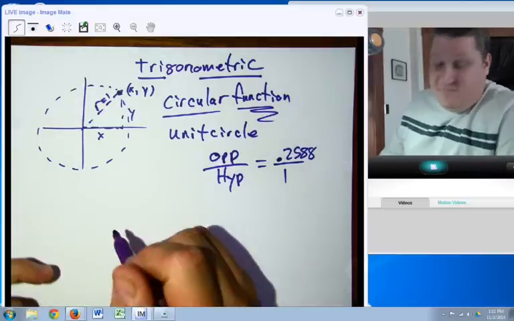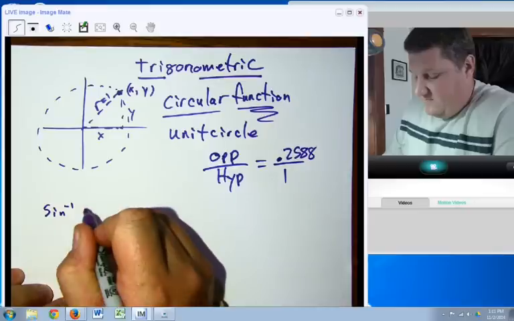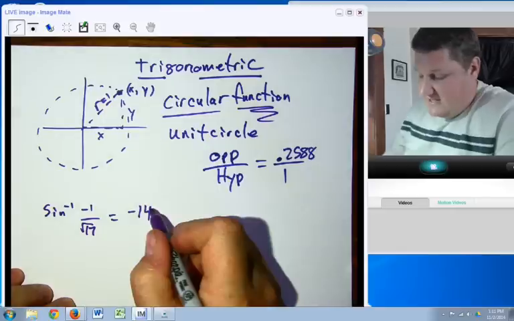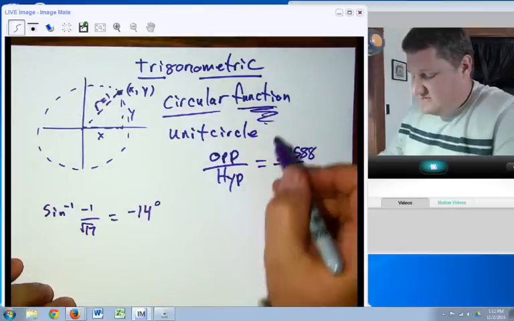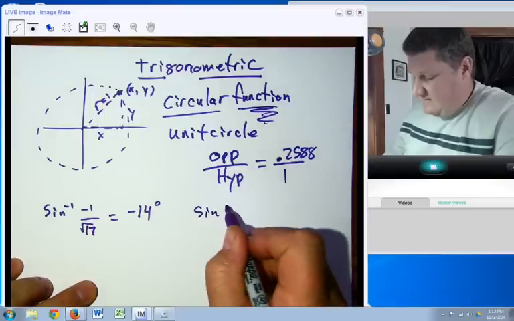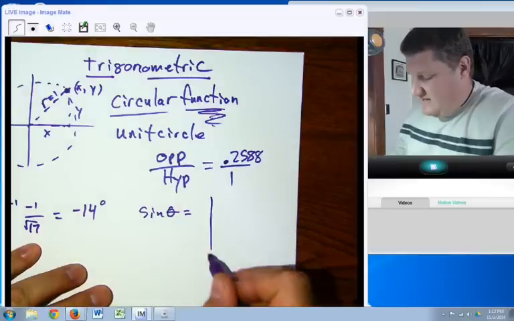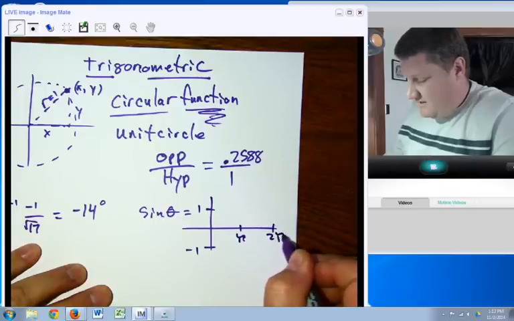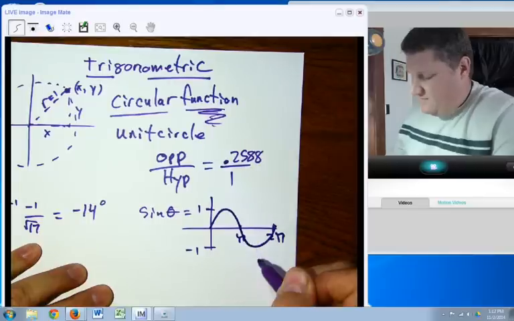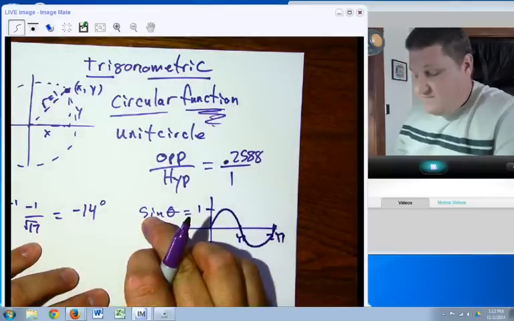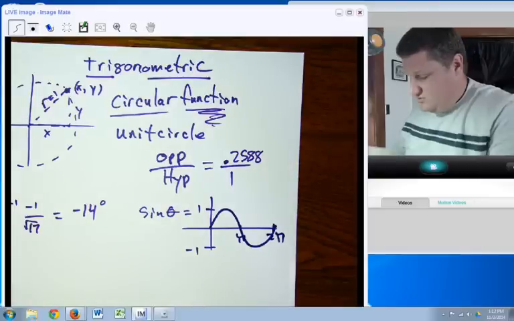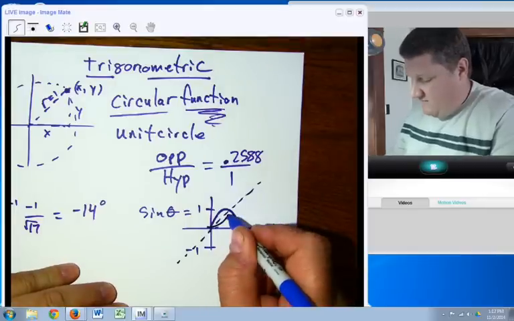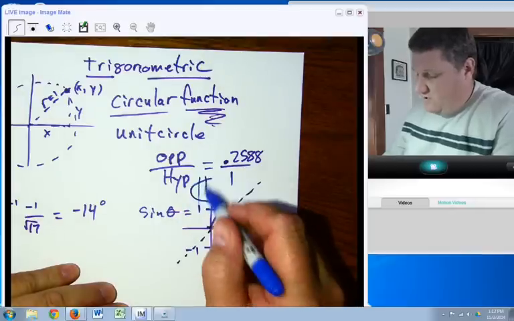Another little tidbit of information. Earlier, we did sine inverse of negative 1 over root 17, and it came out negative 14 degrees. The reason it came out negative 14 degrees is because each of these has to be a function. Well, sine has a graph that looks like this. Up to 1, down to negative 1, pi, 2 pi, up, down, up. Okay? That's the graph of sine theta. If I try to do its inverse, remember, we switch it over the line y equals x. And so that means we would have this, and this would no longer be a function.